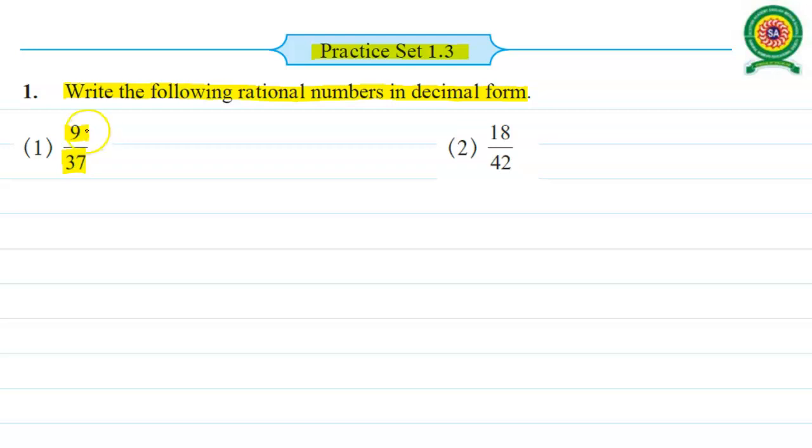Keep in mind that the numerator is the upper part of the rational and it is called your dividend, and the lower part of the rational is known as your denominator and it is called your divisor. So now we are doing the actual division. That means we are dividing 9 by 37.